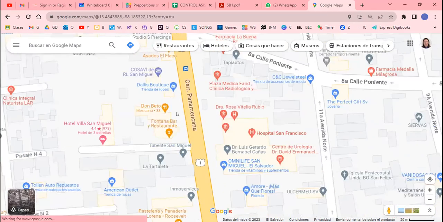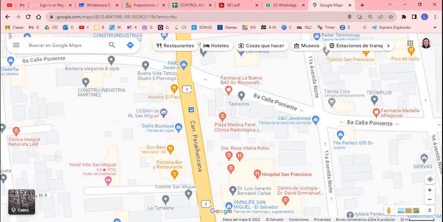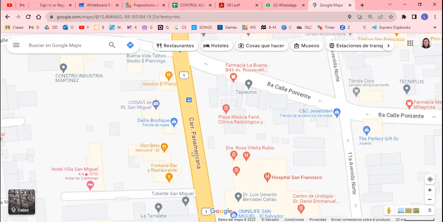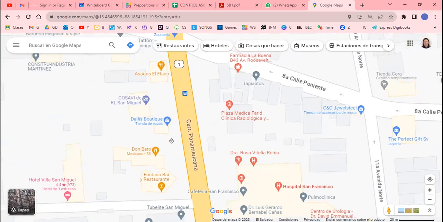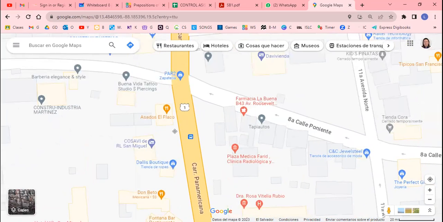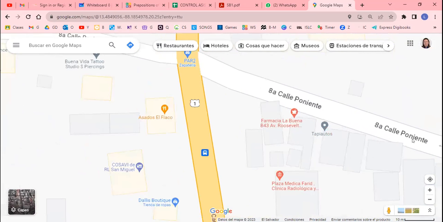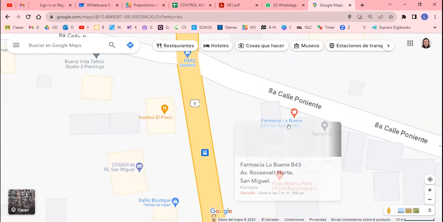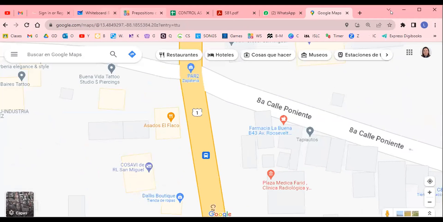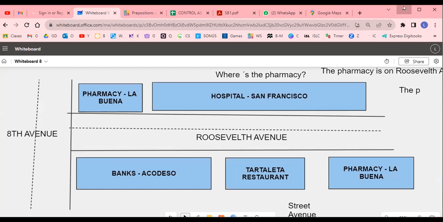So, basically, y no se llama Roosevelt, Carretera Panamericana, dice aquí. Okay. Pero es la Roosevelt. Right, okay. So supposing this is Hospital San Francisco, and then aquí sabe octava calle Poniente. So here is Farmacia La Buena, mister. Ah, okay. La Brasil está más abajito, como decimos. Yes, mister. The bank is Cosavi. Is Cosavi? Cosavi. Oh, okay, and thank you.